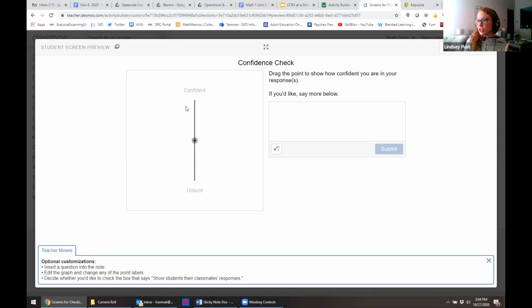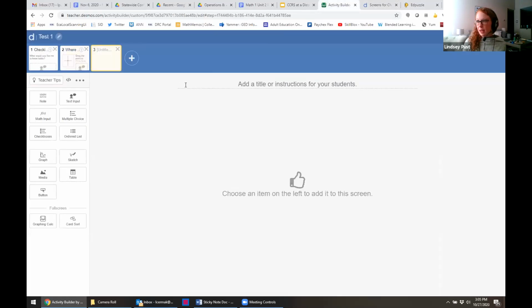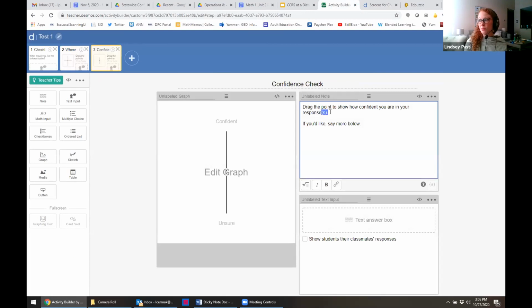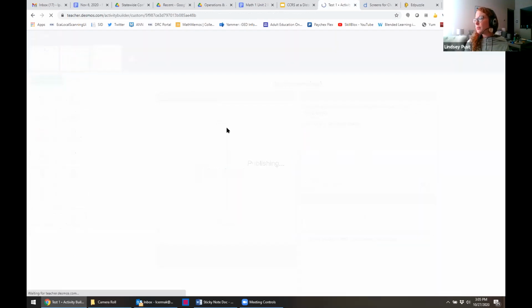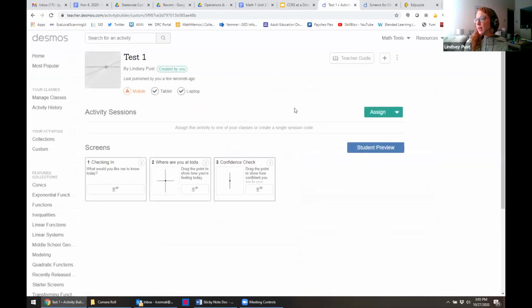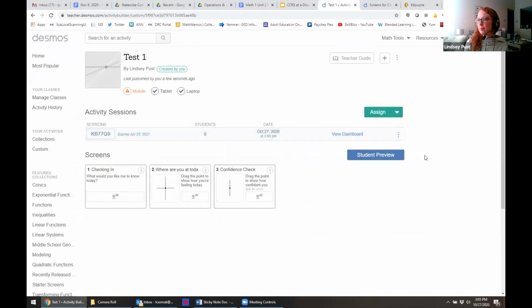This was the confidence check that I had. And this is what you can edit. So again, copy, go here and paste. And then I could edit what they are rating themselves on. And then I would do publish. And if I do publish, then I can just give a code like I gave to you, just under assign single session code, boom, done.